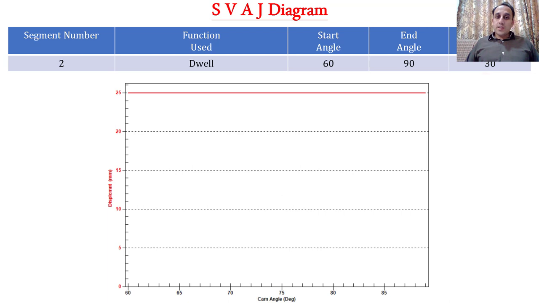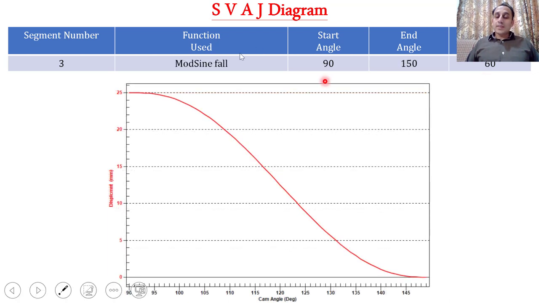For segment 3, what is happening? That is the fall segment. Fall segment means the follower is now coming back to its bottom position. It means the follower is coming back from 25 mm to 0 mm level. And this is happening when the cam is rotating from 90 degrees to 150 degrees. So for 60 degree rotation of the cam, what will happen to the follower?